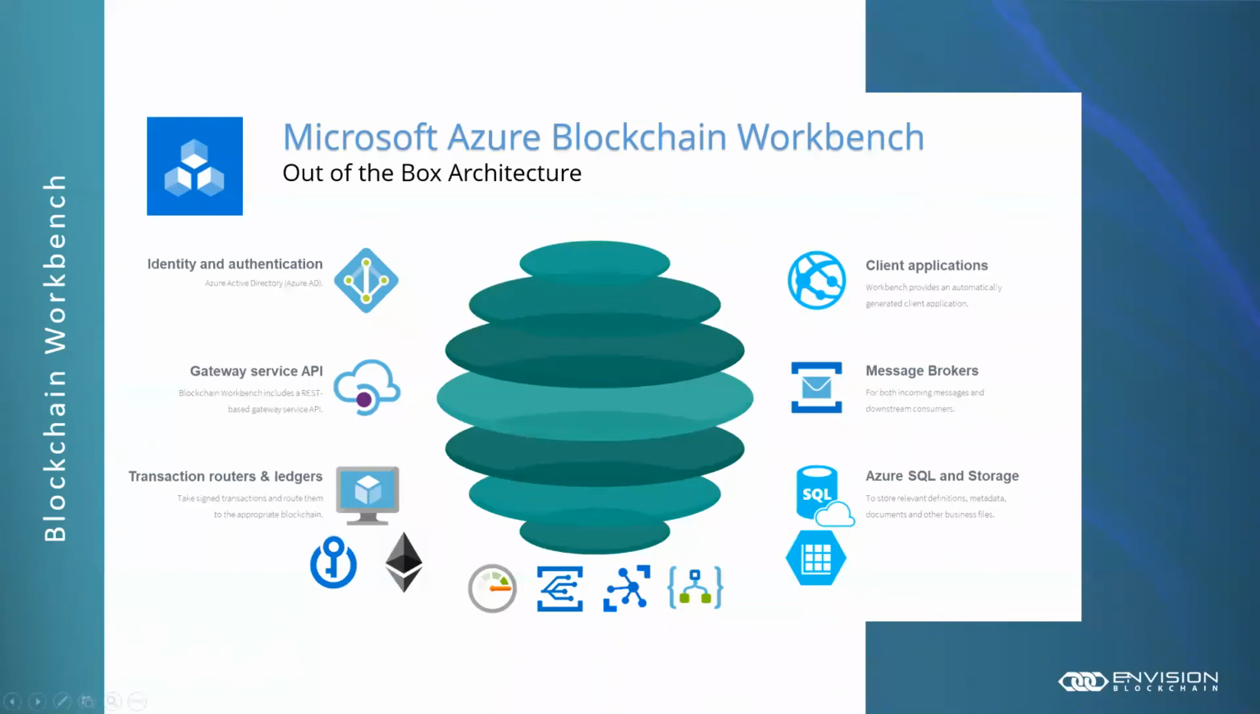Then you have your message brokers. So incoming messages, outgoing messages, sending to the different technologies within your architecture. And then you also have your ledgers. You have your transaction routers and your ledgers. Right now, the Workbench comes with Ethereum, proof of authority, the private version. It's not the public version of Ethereum, but that's the protocol. Developing it needs to be in a Solidity format.